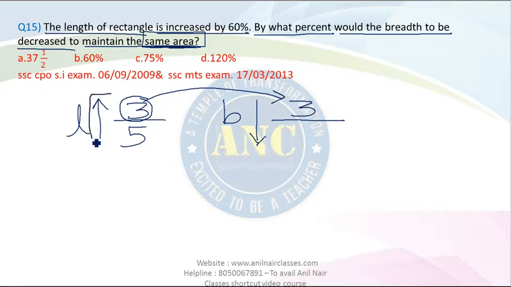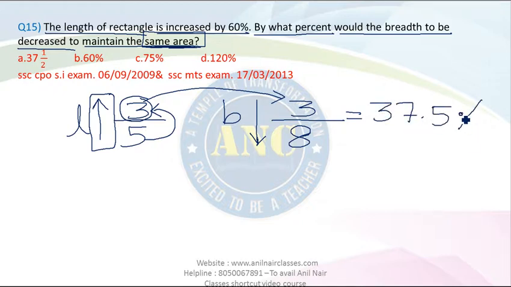If the question consists of increase, add these two. What is 5 plus 3? 5 plus 3 is 8. Write down that 8 in the denominator of breadth. 3 by 8, convert back to percentage. We already know that 3 by 8 is 37.5%. Answer for this question is 37 1 by 2 percent, which is nothing but option A.